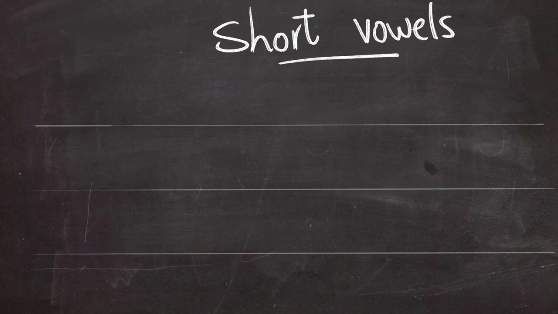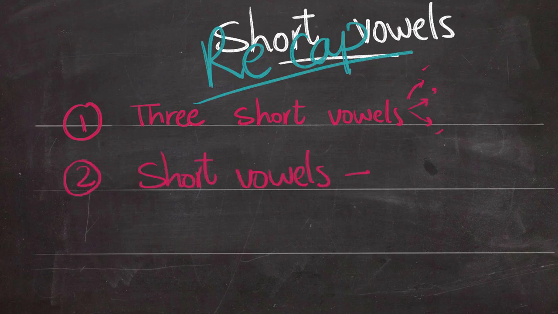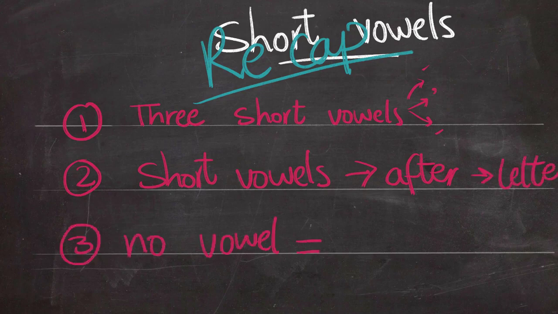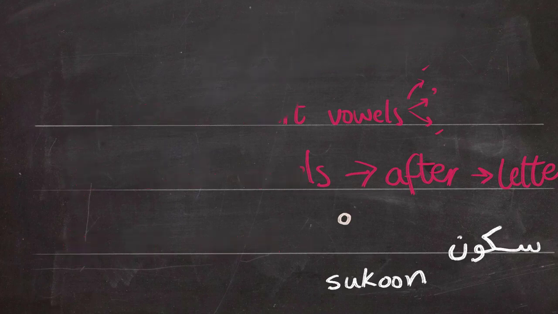So, to recap what we've done so far. First, there are 3 short vowels in the Arabic language. They are fatha, dhamma, kasra. Short vowels are pronounced after the letter, not before. And when there is no vowel, that means you're going to use this round symbol, which means sukun. So this is going to be it for the short vowels.